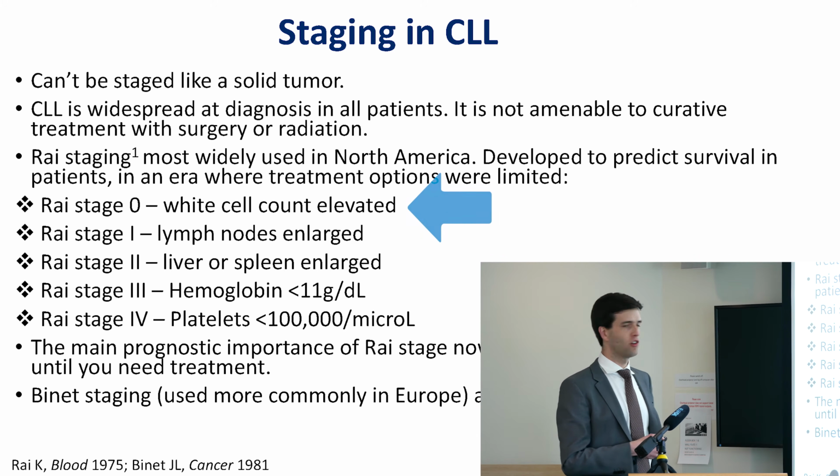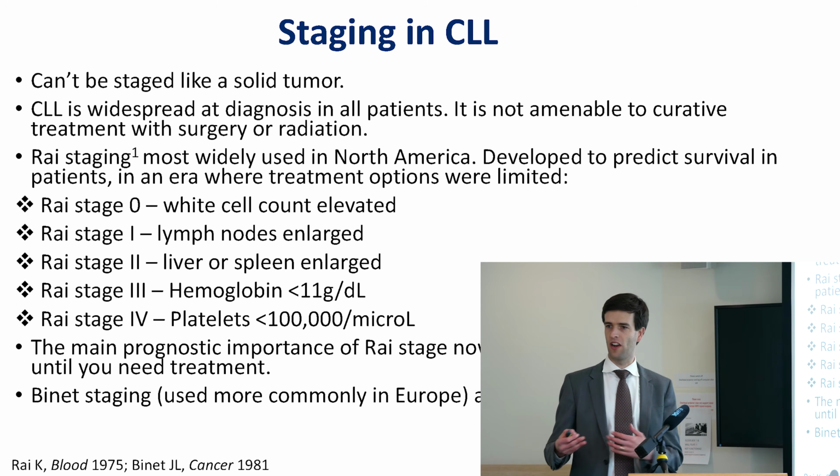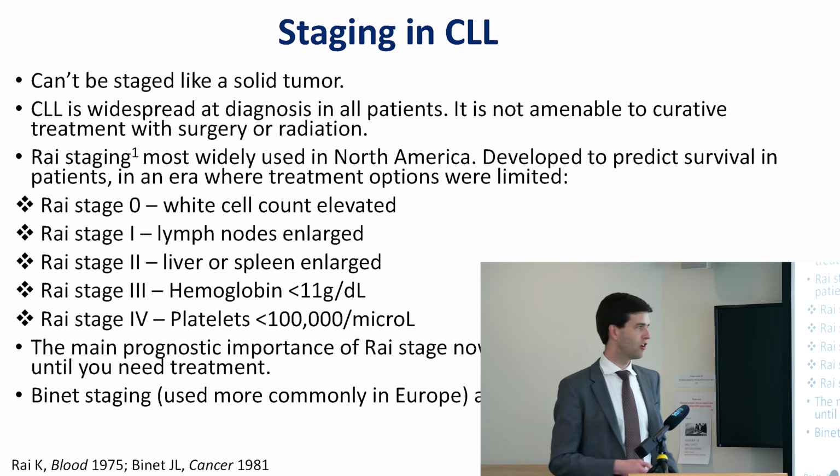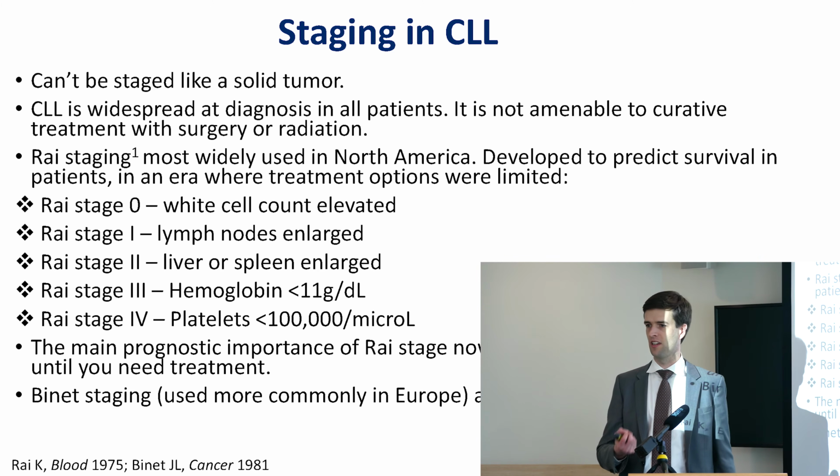Stage 0 is when all you have is an elevated white cell count. Stage 1 means you've got some enlarged lymph nodes. Stage 2 means your liver or your spleen are enlarged. Stage 3 means you're anemic, your hemoglobin is low. And stage 4 means your platelets, which are the things that clot the blood, are low.